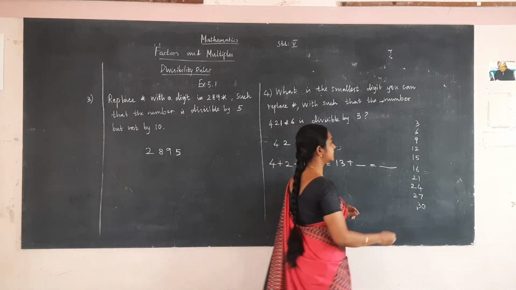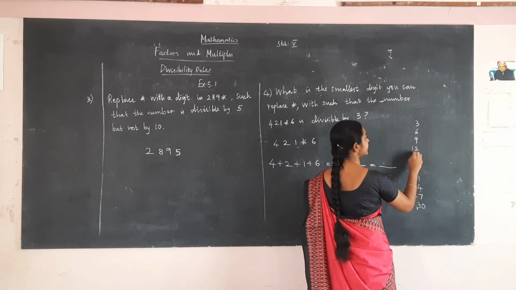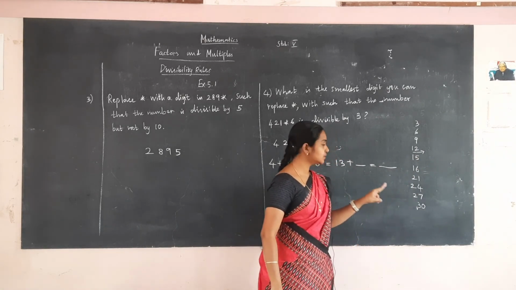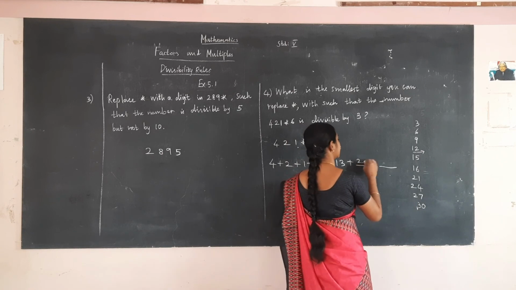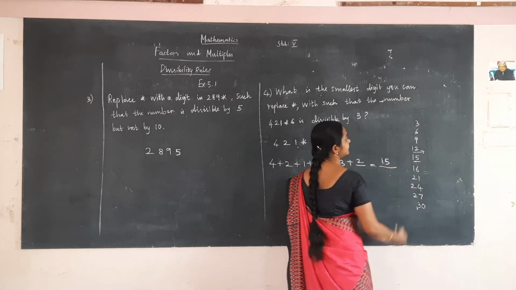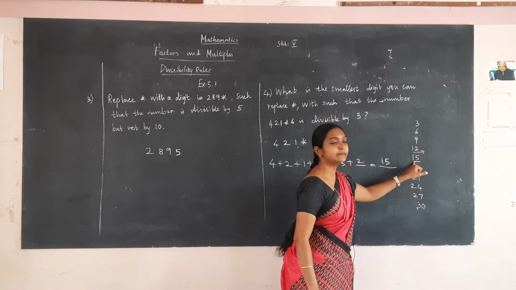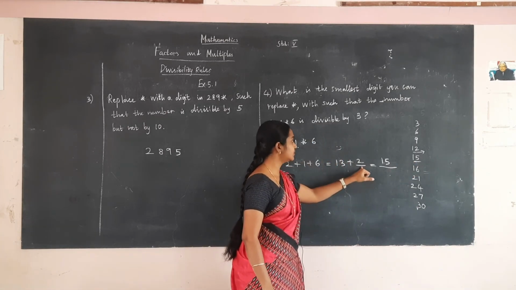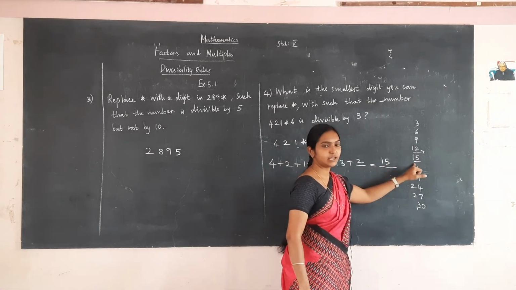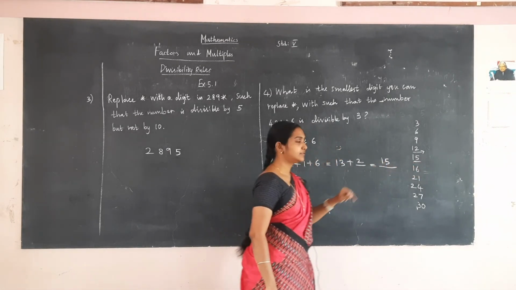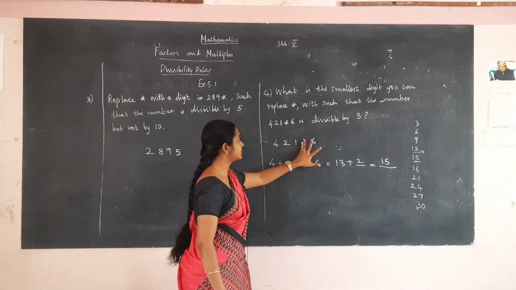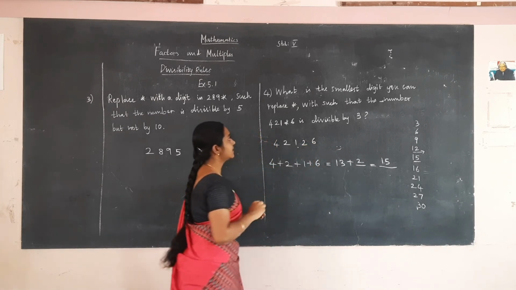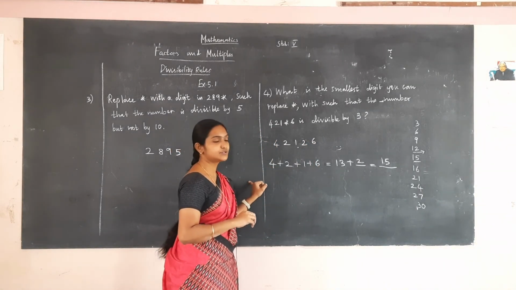We have got 13. 13 is in between 12 and 15. So if we add 2 to 13, we will get 15. We have 15 in the list and 15 will be divisible by 3. If we replace star with 2, then the sum will be 15. 15 is divisible by 3. So in the place of star, we have to write the number 2. We have replaced the star with number 2.